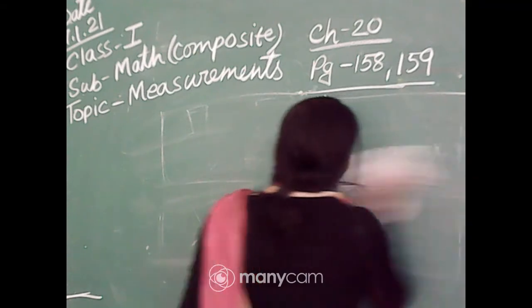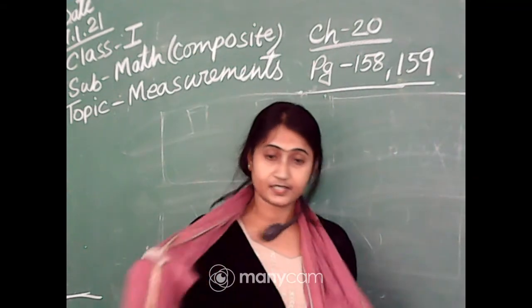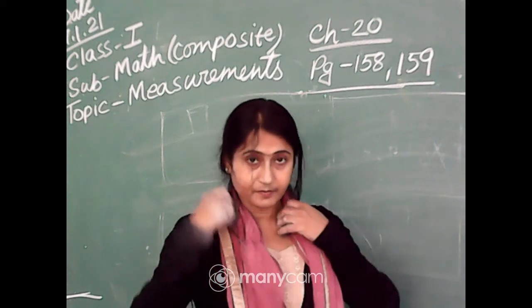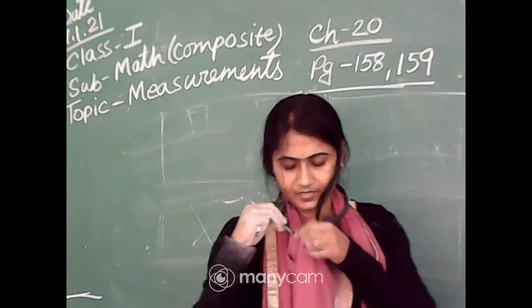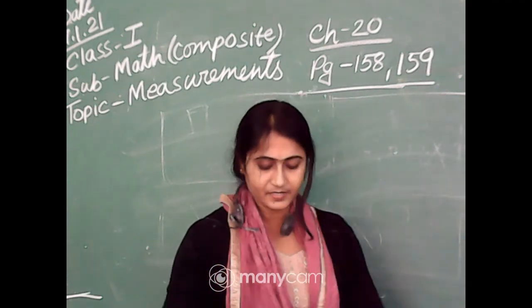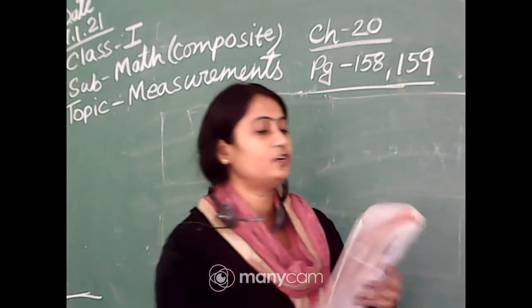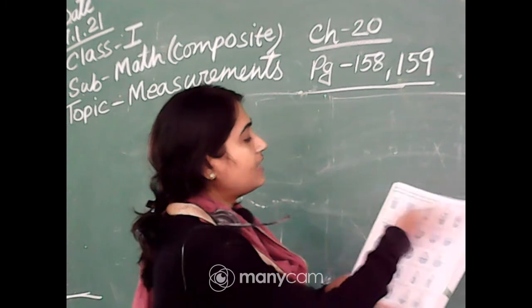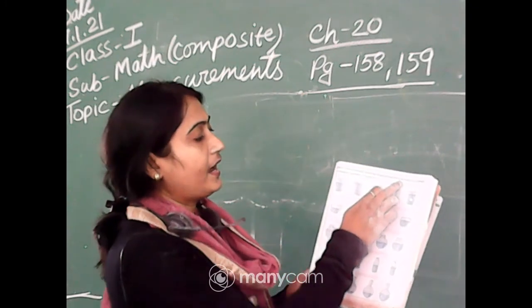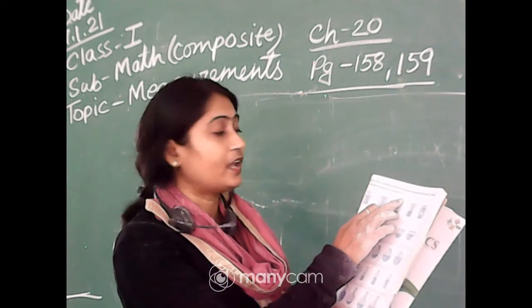From our math magic book also, chapter number 7, math measurement is completed, and from our math composite book also, today we will complete this chapter. Measurement chapter. Next is, you all please follow me carefully. Cross the container which has largest quantity and tick which has smallest quantity of liquid in it.